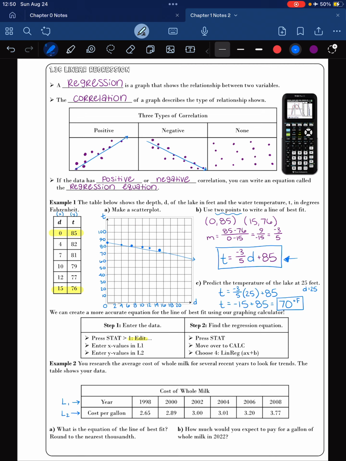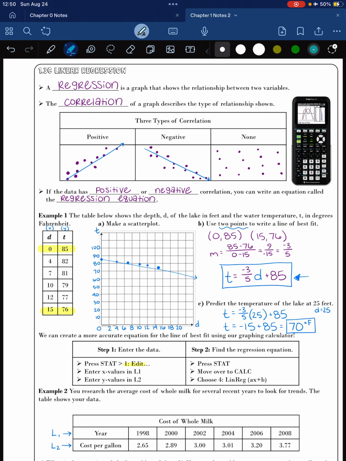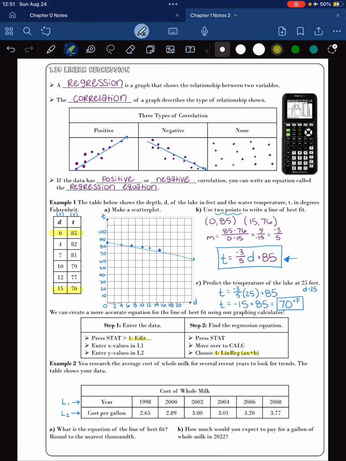And once you have all of that data put in, I like to press second quit to go back to the regular calculator screen. Okay, and then you're going to press stat again. But this time you're going to scroll over to the menu that says calc. And then option number 4 is that linear regression, and it's going to give it to you in slope-intercept form, which is super nice.